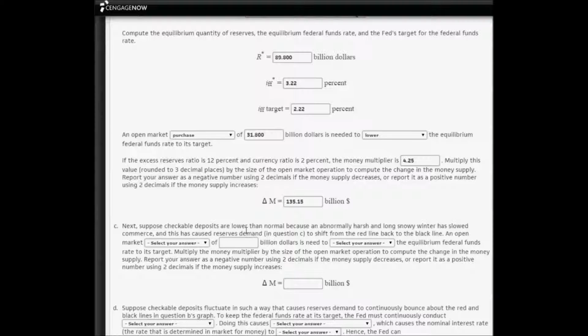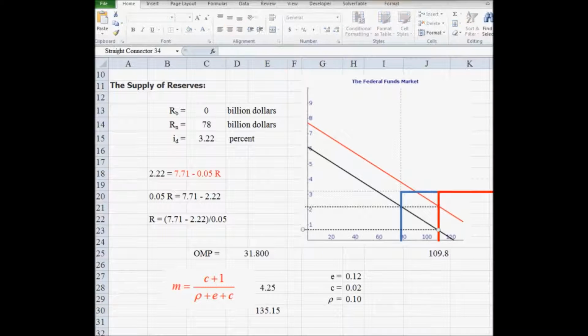Next, suppose checkable deposits are lower than normal because an abnormally harsh and long snowy winter has slowed commerce, and this has caused reserves demand in question B to shift from the red line back to black. When demand shifts from red back to black, the federal funds rate drops below 1% in my example.